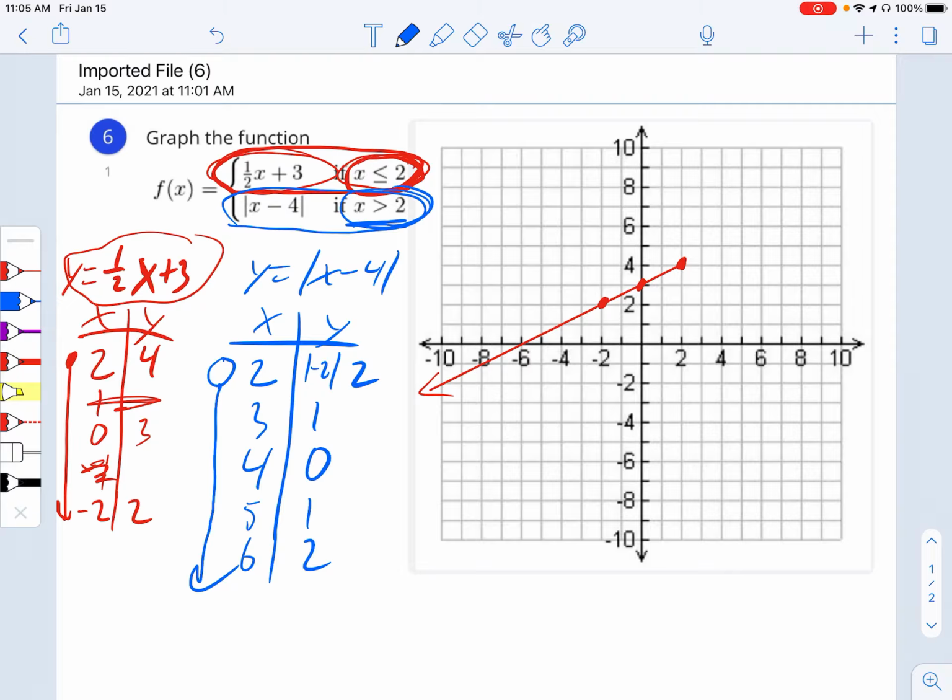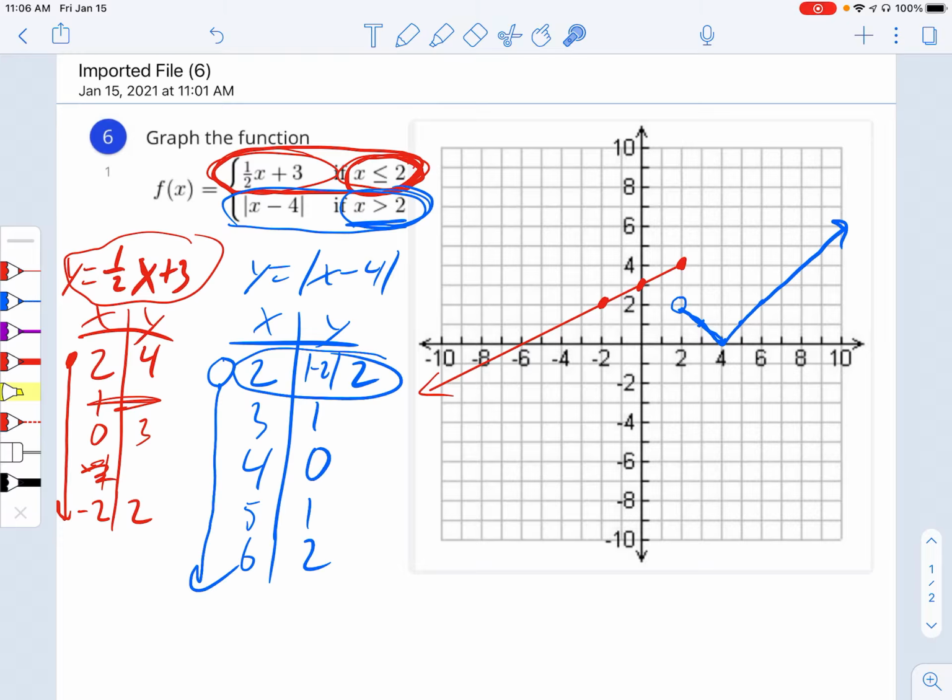So let's plot those points, but this key point (2, 2) is critical because at that point it isn't defined yet, so that's an open circle. But everything to the right of it is. So (3, 1), and (4, 0), and (5, 1), and (6, 2). And so that is what our graph is going to look like.